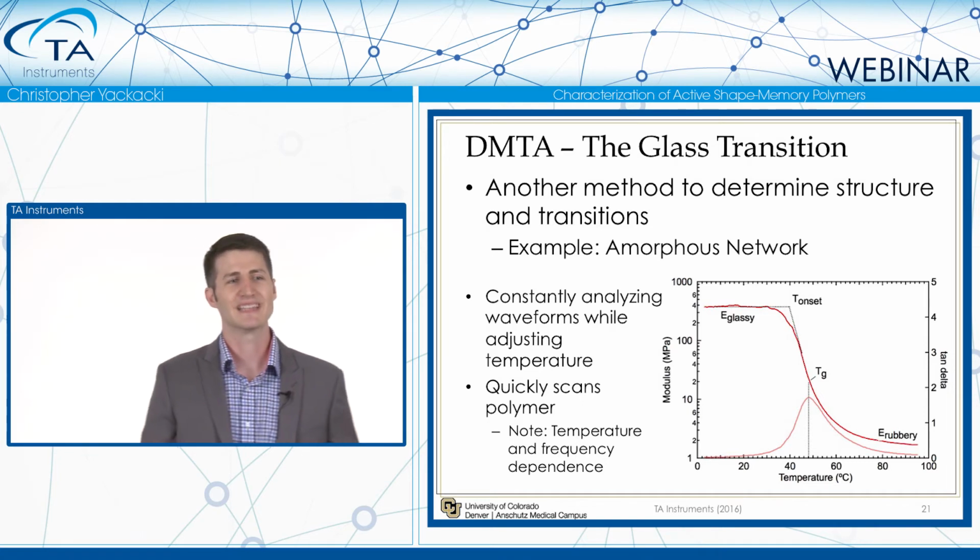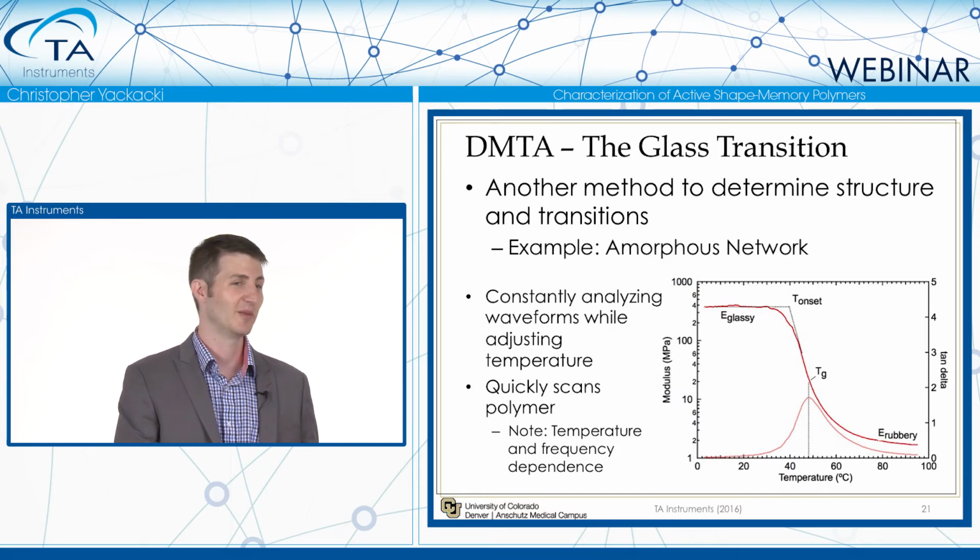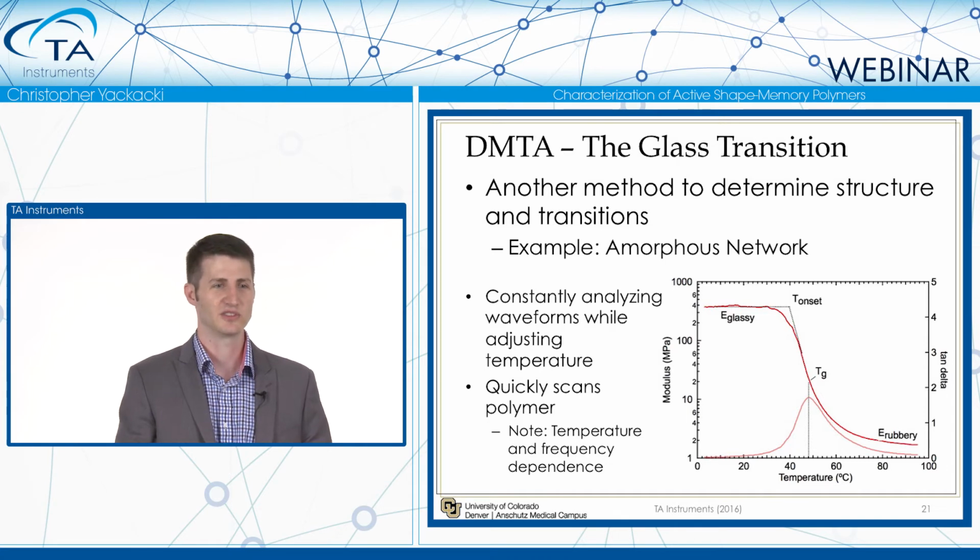What's going on is it's constantly analyzing those two waveforms as you're adjusting temperature. I like that because it's a quick scan of your polymer. It usually takes anywhere between 45 minutes to maybe an hour and 15 minutes to get a nice glass transition curve and really identify what's going on in your material. One note that's a little different than TMA is this will be a little more sensitive to your heating rate and your frequency. If you're testing at 1 hertz versus 10 hertz versus 100 hertz, this could shift a little bit. That's why some people like TMA to establish a reference glass transition temperature. For most of what I test, I usually test at 1 hertz to establish my glass transition temperature.